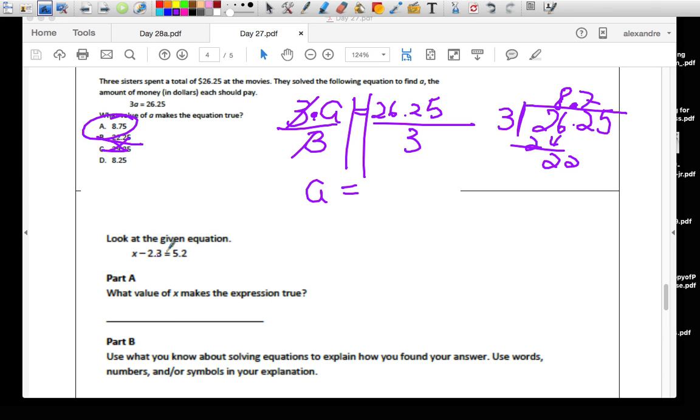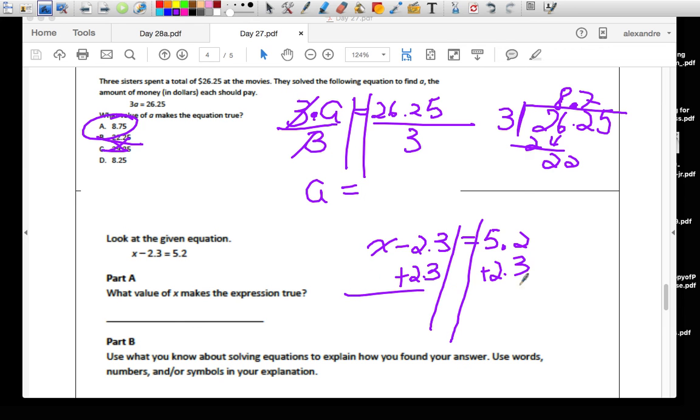Okay. Look at the given equation. X minus 2.3 equals 5.2. So again, how did you find the answer? We're going to do this. 5.2, so on my left and right. I don't know why I do it crooked. One day I'll learn. So it's again subtraction. So the opposite of subtraction is plus 2.3, plus 2.3. These two cancel out. Okay, they're opposites. And x comes down equals, let's add this, 7.5. x equals 7.5. So 7.5 is my answer.